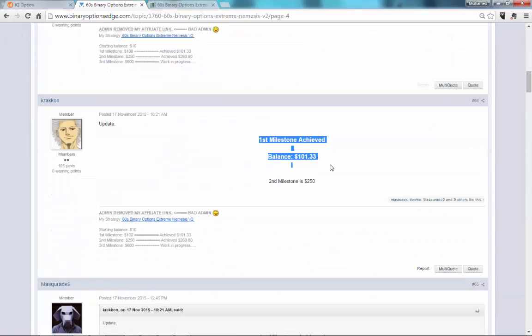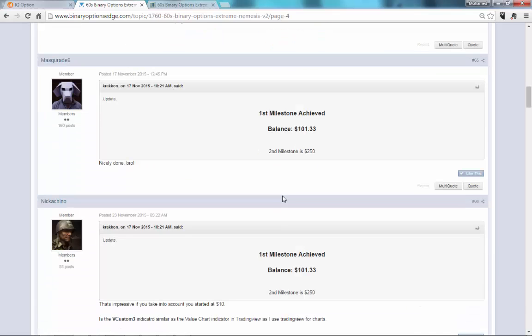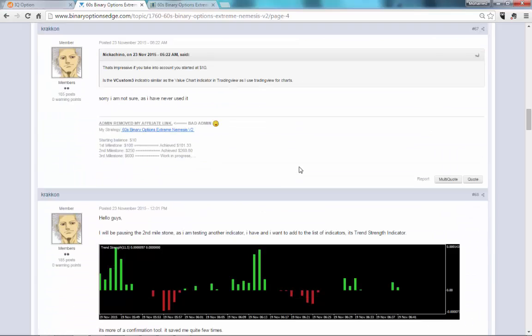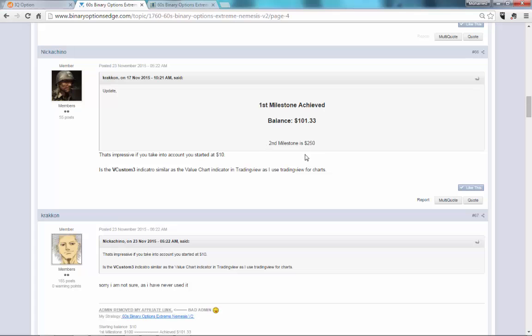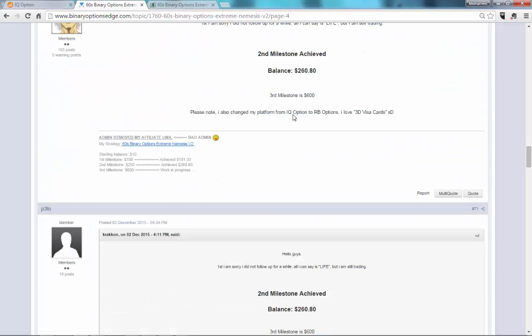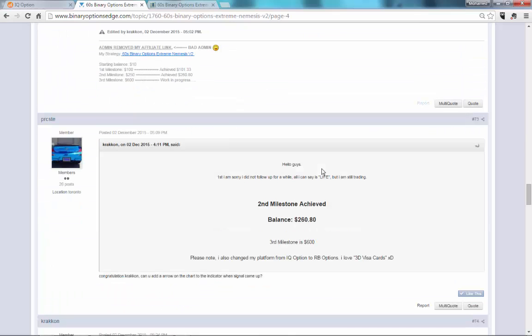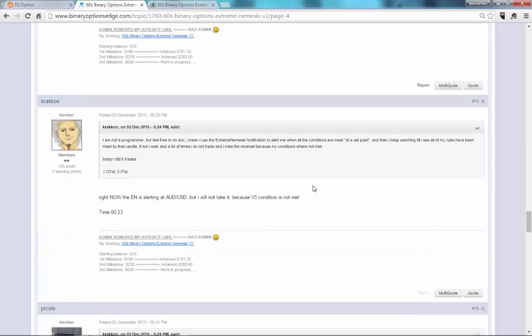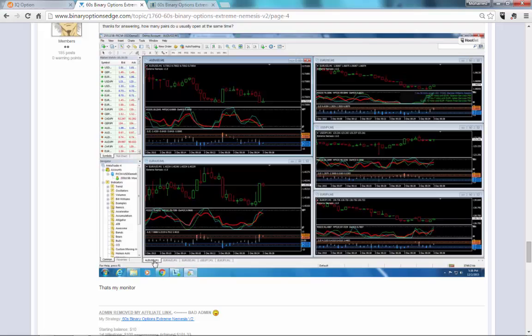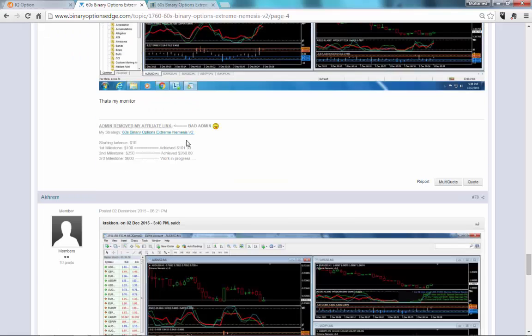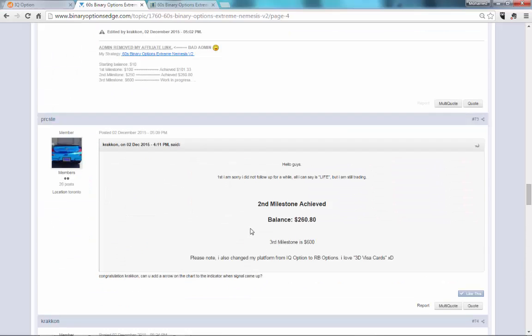I put the milestones and on all that, and I was able to achieve, I think, 250. Yeah, I did achieve the second milestone in there, and I was going to the third milestone. But after that, I started version 3. So if you're looking for more signals, version 2 is good to go. For me, I believe version 2 is pretty good.